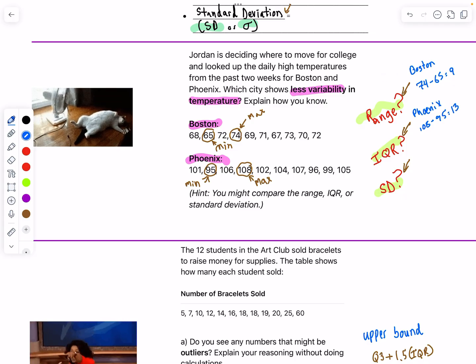So Phoenix has a larger range. So Jordan should probably select Boston. Boston is the winner.